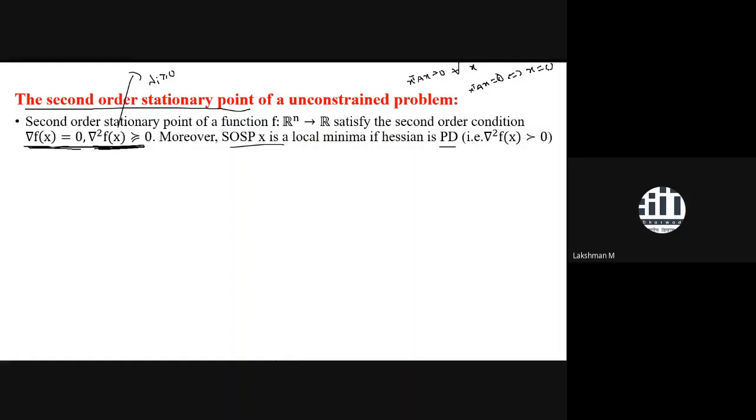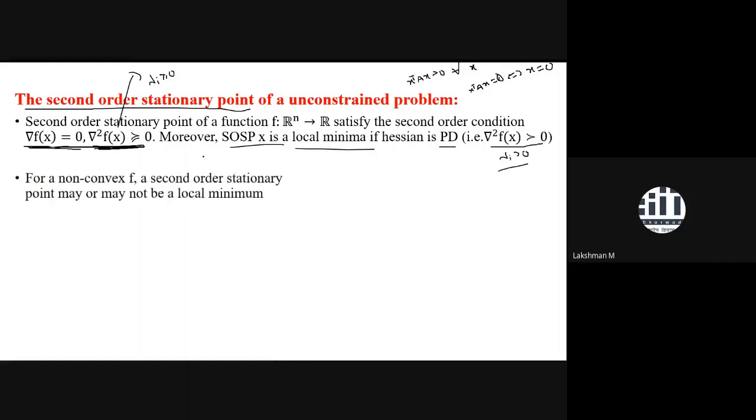But here, what is happening? A second order stationary point will be a local minima if the Hessian is something more than positive definite. That means irrespective of whether x is 0 or non-zero, the Hessian is always positive definite. That means every eigenvalue is strictly greater than 0. If every eigenvalue is strictly greater than 0, that means there is no 0 eigenvalue, then you can say that your second order stationary point would be a local minimum.